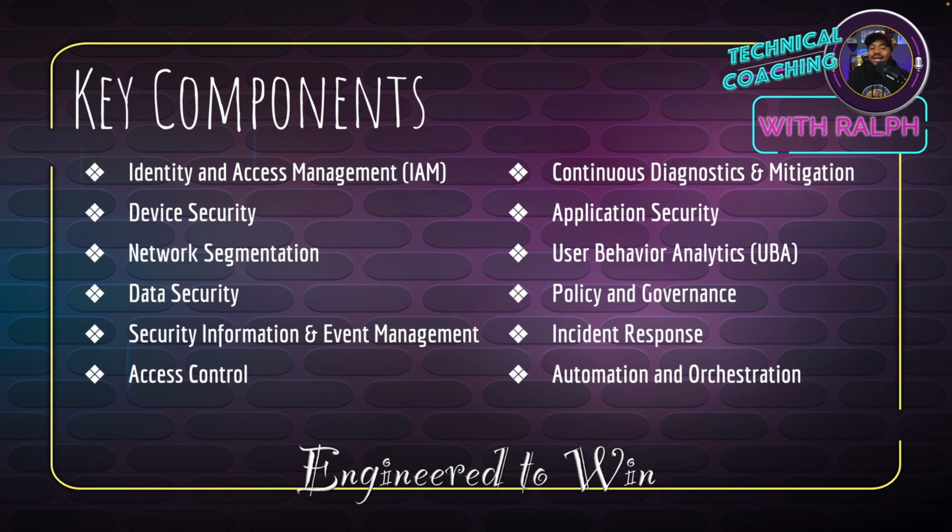And then lastly, we have automation and orchestration. Security orchestration, automation and response, SOAR, automate routine security tasks and coordinate response efforts to improve efficiency and effectiveness, all right? So by integrating these components, organizations can create a robust zero trust architecture that continuously verifies every access point, protects data and resources, and responds swiftly to potential threats, right? So what more can you ask for? What more can you ask for, right?